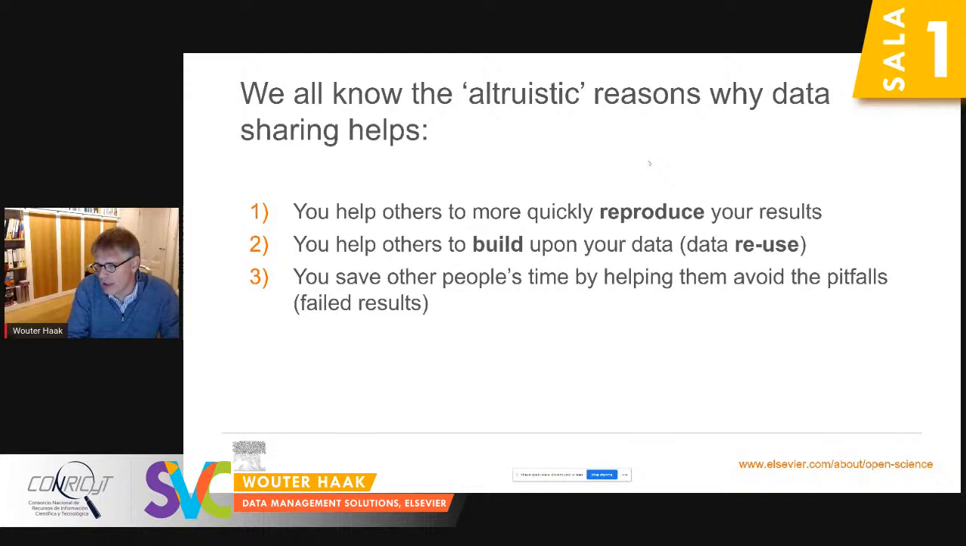But of course, you know that there are also many reasons why researchers do not like to share data. Because when you share your data, you're sharing your gold. Somebody else may run away with your data and produce an article before you do. Or somebody may look deeper into the data and question your results. So although there are good altruistic reasons to share data, there are many reasons not to share data. So why would researchers share data? Is it also in their own interest? And the answer is actually yes.